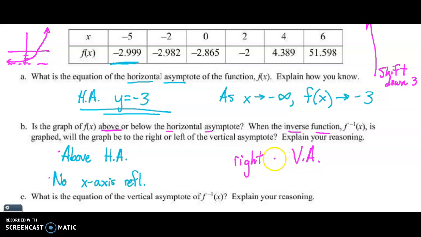To the right of the vertical asymptote. Yeah, that's why I'm confusing myself. But anyway, I'm just thinking about, well, if we're above for y values, then we need to be to the right for x values, because we'll have positive y values, means we need to have positive x values.